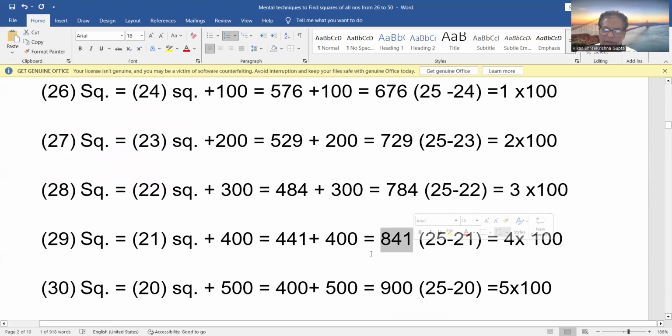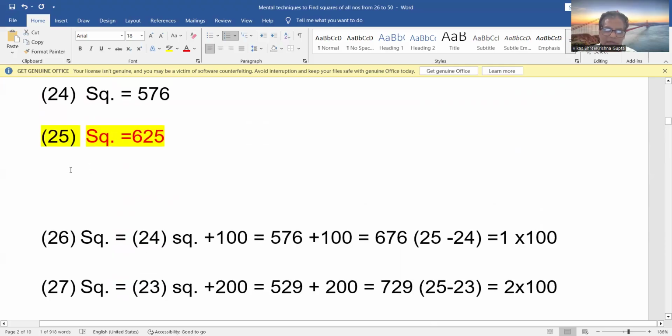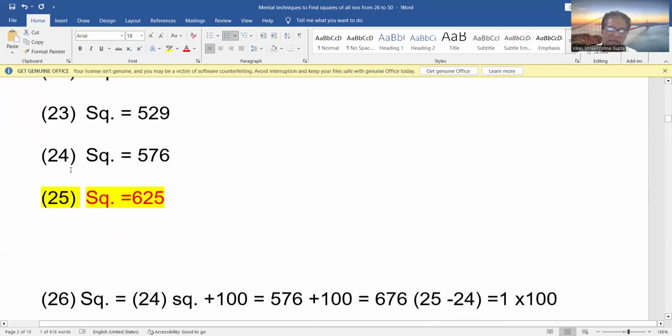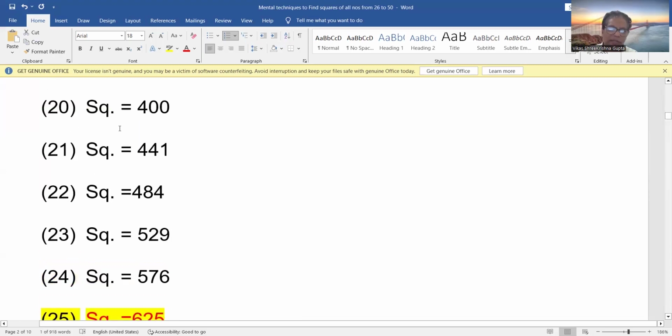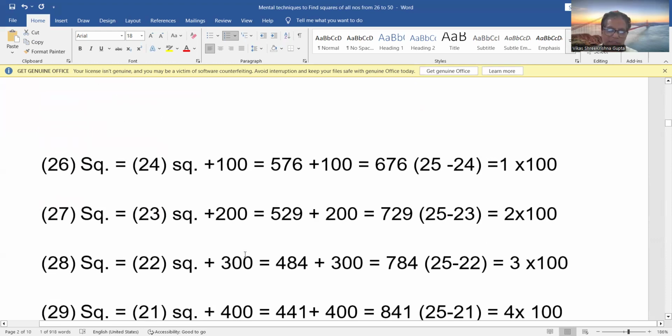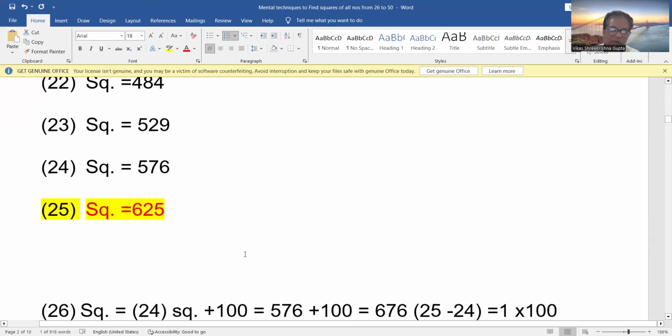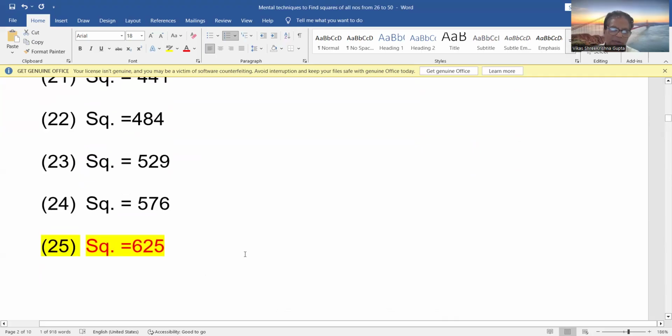But if you go by my technique, then it is 5 steps ahead of 25. So I go 5 steps back of 25, that is number 20. So 20 square plus 5 into 100, and that is how much? 400 plus 500, and my answer will be 900. So I have shown you in a very simple way how to find the square of all the numbers starting from 26 to 30 using the squares of the numbers 24, 23, 21, and then 20.